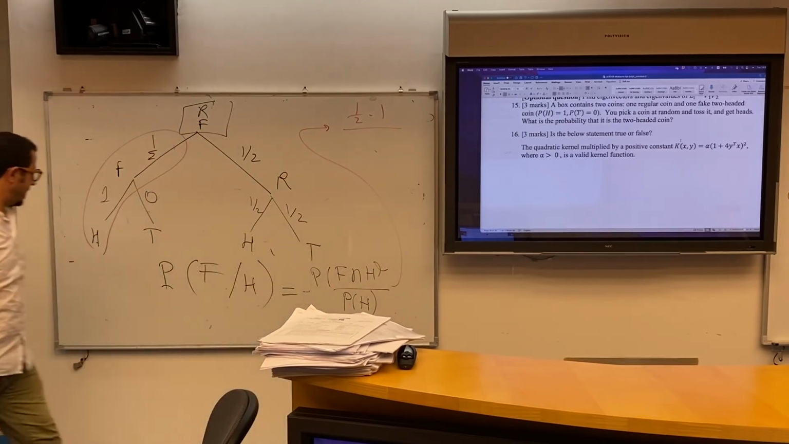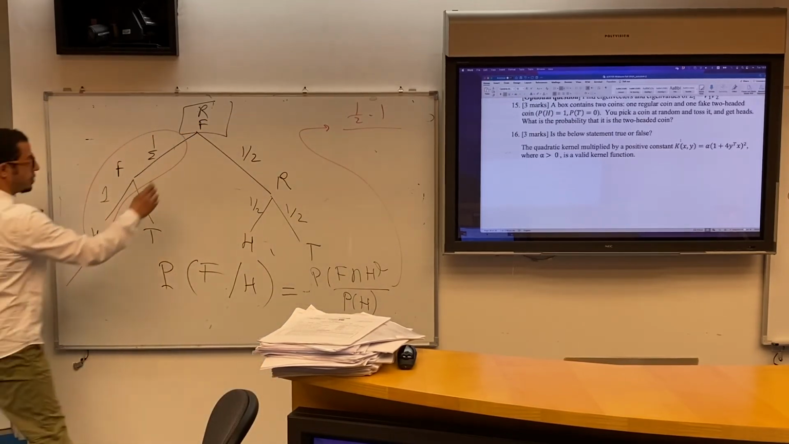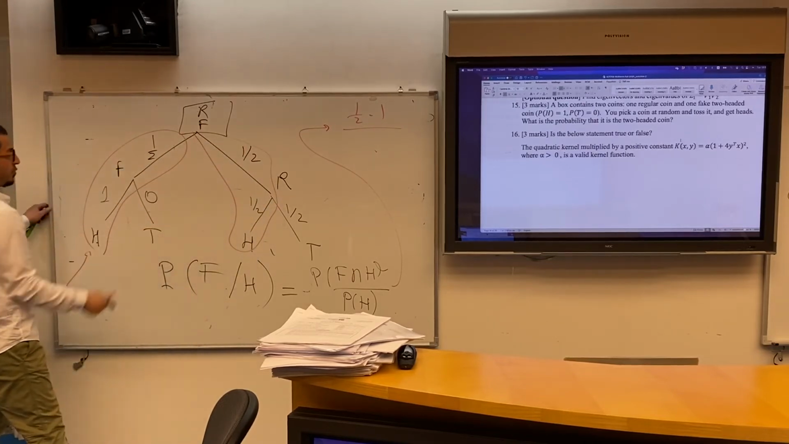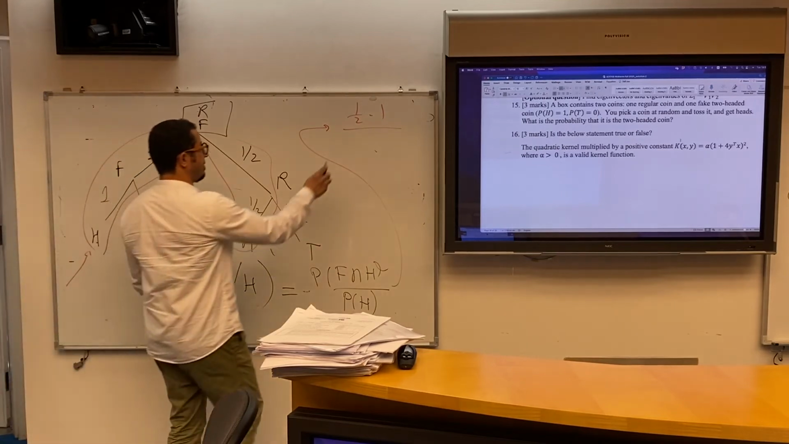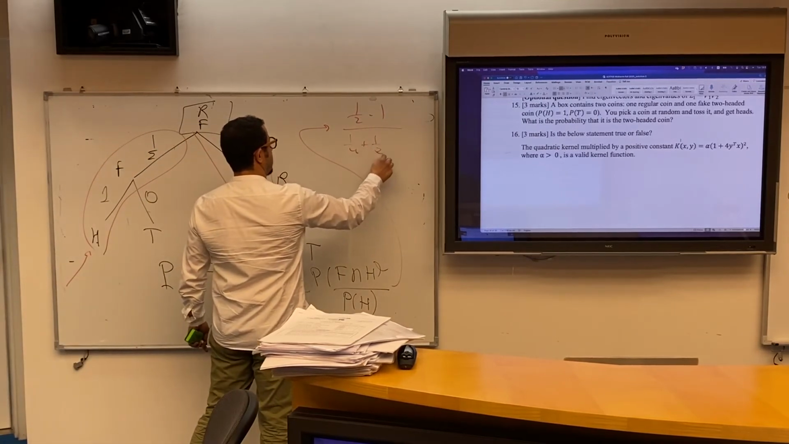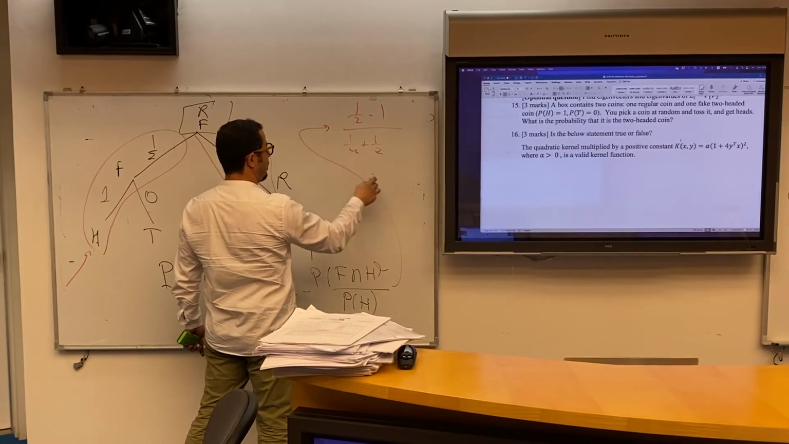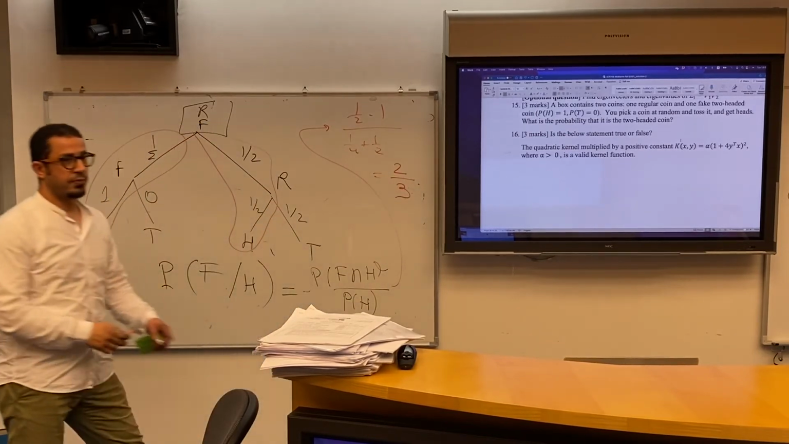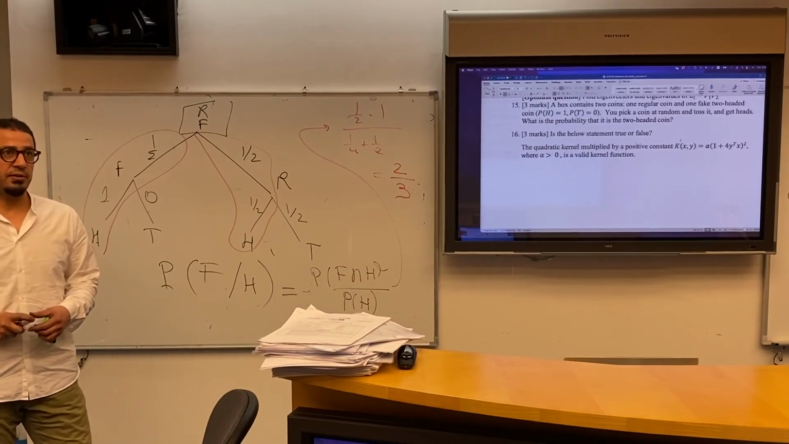Divided by the probability of head. What do we have for head? Two possibilities: this one or this one. So half times half is 1/4, 1/4 plus half. At the end, you multiply by 4 and simplify to be 2 out of 3. So the probability is 2 out of 3.